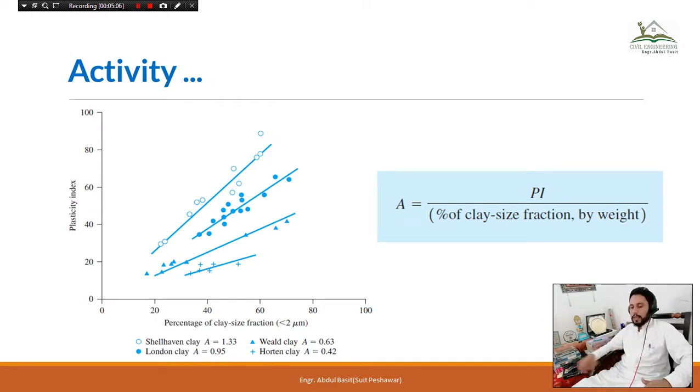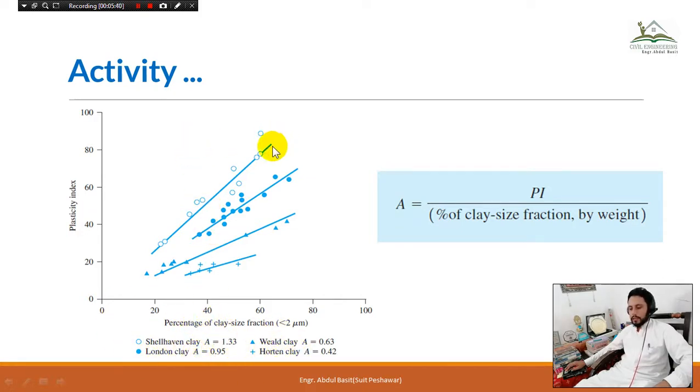Number one, we have activity, which is defined by Skempton. He derived this simple equation for activity, and then he plotted this chart as well. Here every line or every type of dots shows a different type of soil. Here we have Shellhaven clay, London clay, Weald clay, and Horten clay, clays taken from different areas.